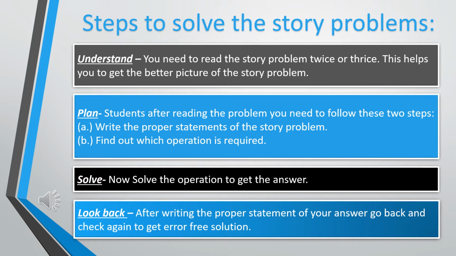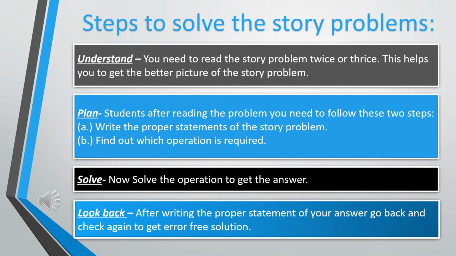Then look back. After writing the proper statements of your answer, go back and check again to get error-free solution. Means after doing the word problem, we have to revise our word problem again and check the solution that our solution is error-free or not. Students, now let's learn some steps to solve the story problem. While using these steps, our story problem becomes very easy.